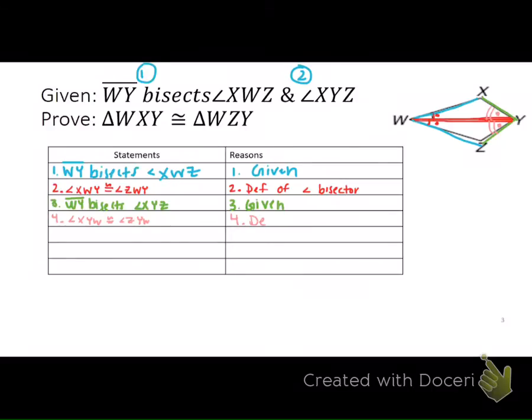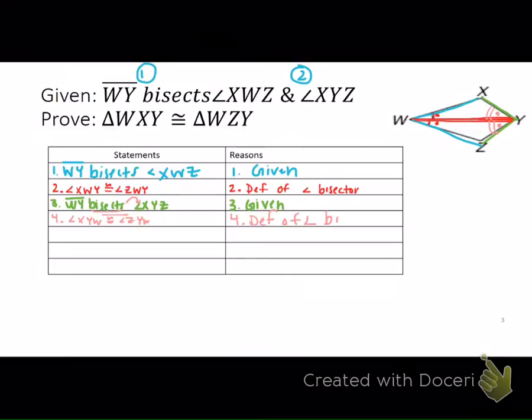Yep, we see the word bisects here, and that it's bisecting an angle, so we use the definition of an angle bisector. Okay, is that enough information to prove the two triangles congruent? Do we have 3 pieces of information in each triangle yet?